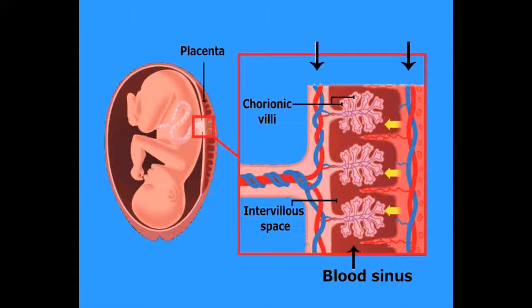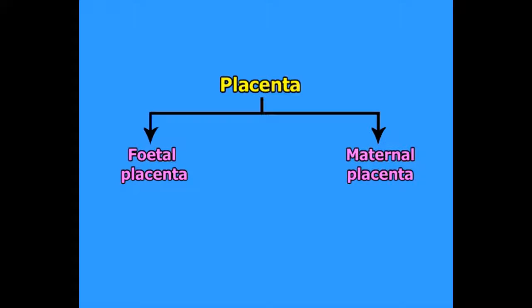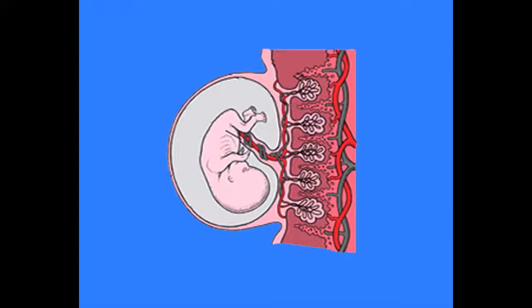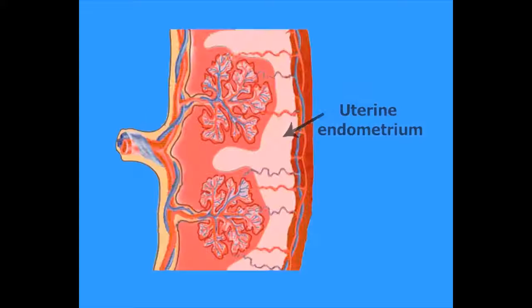The placenta consists of two parts. Number 1, fetal placenta, and number 2, maternal placenta. Fetal placenta is formed by extraembryonic membrane chorion, which is the principal component of fetal placenta. It establishes a vascular link between the embryo and the maternal tissues. Maternal placenta. Uterine endometrium is a solitary component of maternal placenta.